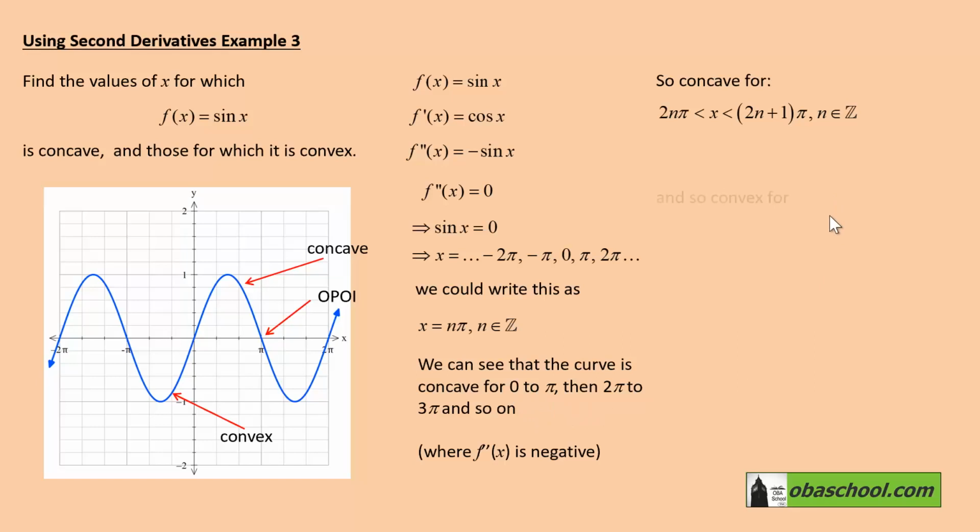And so it's convex for 2n plus 1 pi to 2n plus 2 pi, where n is an integer, again odd multiples of pi to even multiples. So from here to here, and from 1 pi to 2 pi, it's going to be convex. And so by using this notation, we've been able to specify all of the places where sin x is concave and all of the places where it's convex.